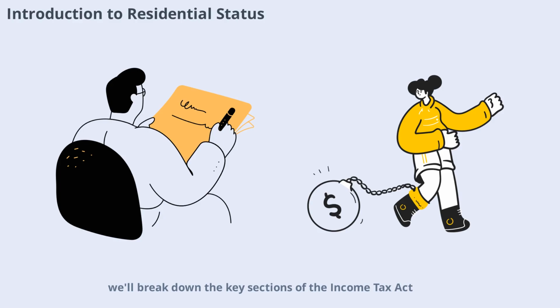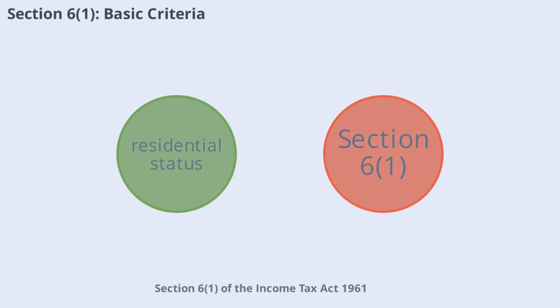In this video, we'll break down the key sections of the Income Tax Act, explain the criteria for being considered a resident, and illustrate these with practical examples. Let's start by exploring what it means to be a resident in India for tax purposes. Section 6(1) of the Income Tax Act, 1961, lays out the foundation for determining residential status.